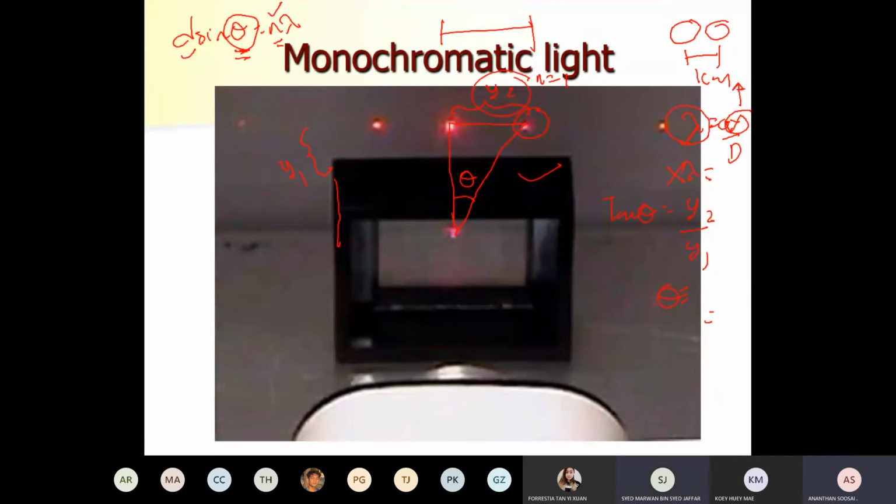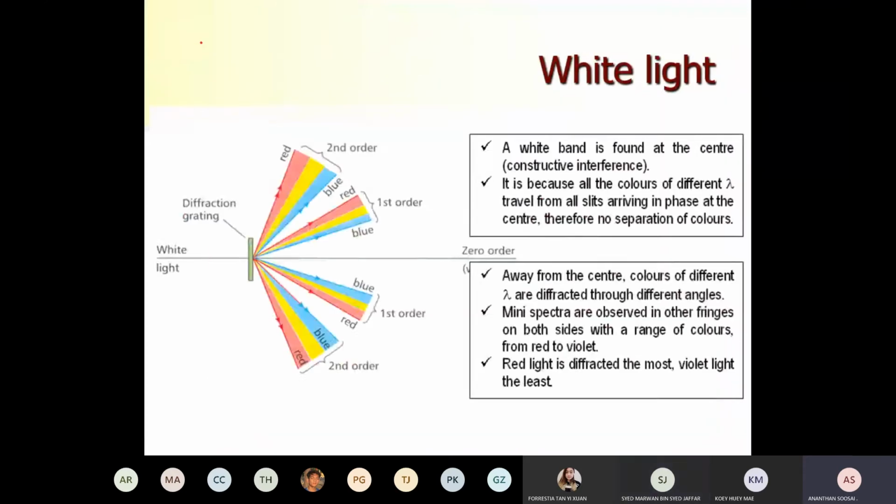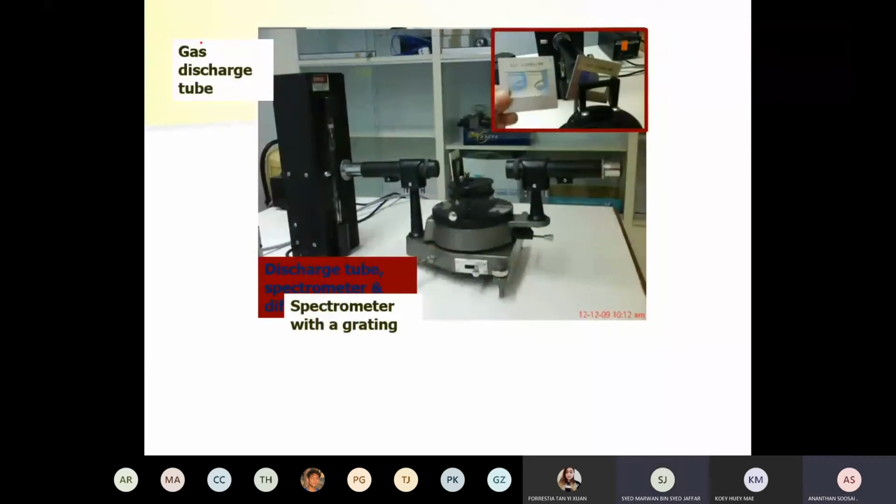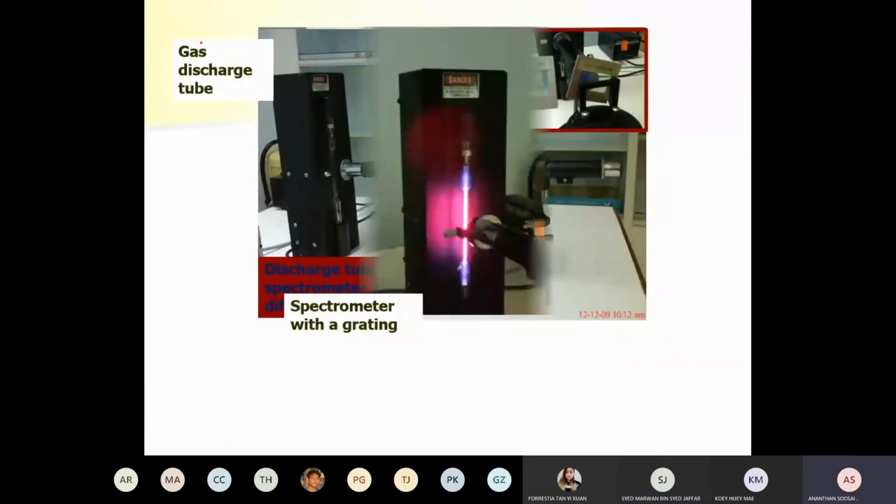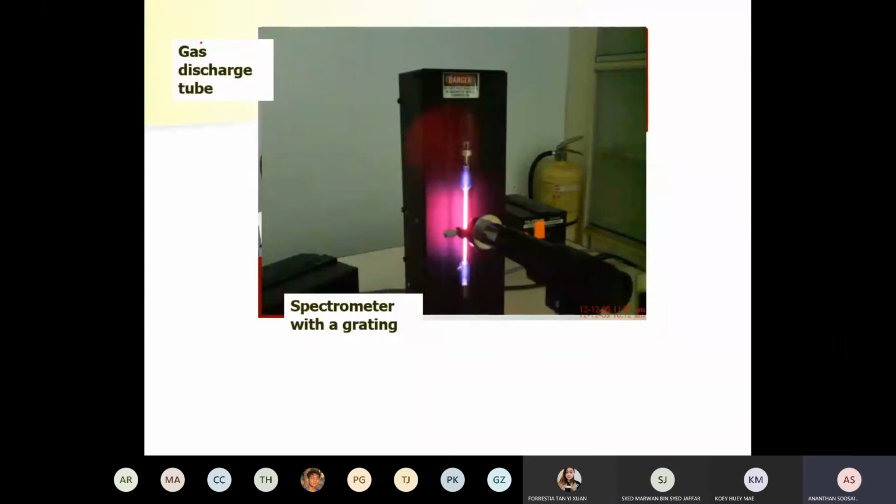Any questions so far? Okay, let's proceed. I hope that if the college opens up, I can show you every apparatus. Practicals are pending.